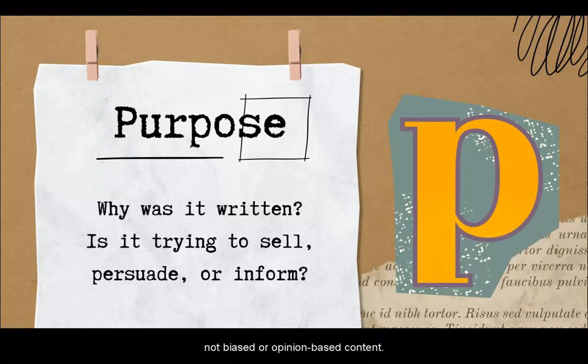One helpful tip, check the website's URL. Sources ending in .gov or .edu are often more reliable. Websites ending in .com or .net may still be useful, but you need to apply the full CRAAP test to decide if they're trustworthy. Make sure you're using the CRAAP test when you're evaluating sources.